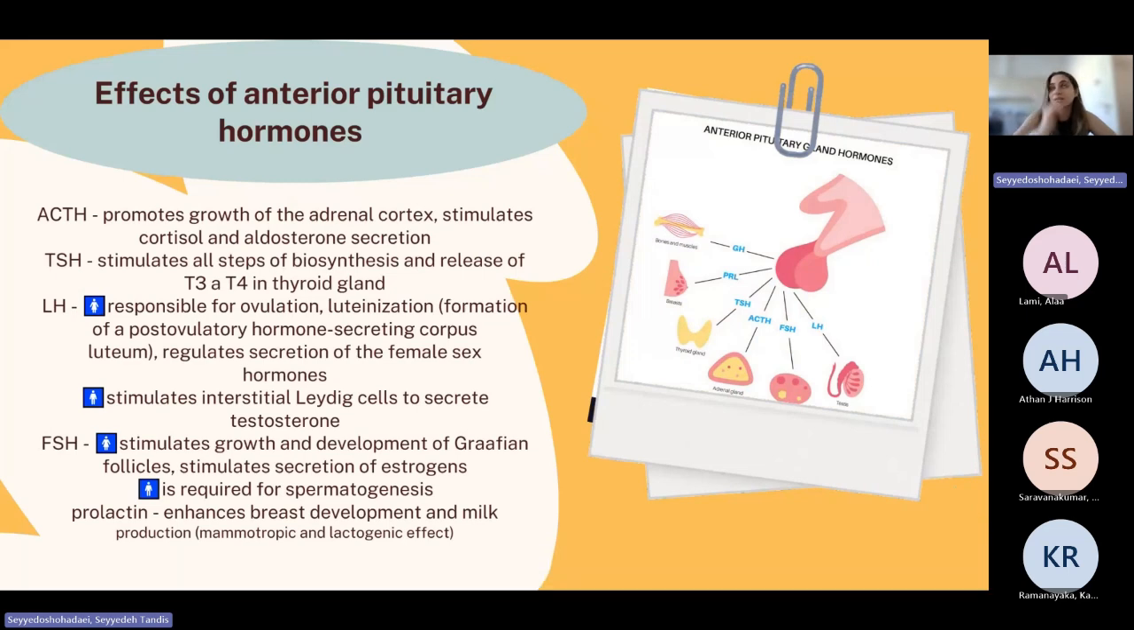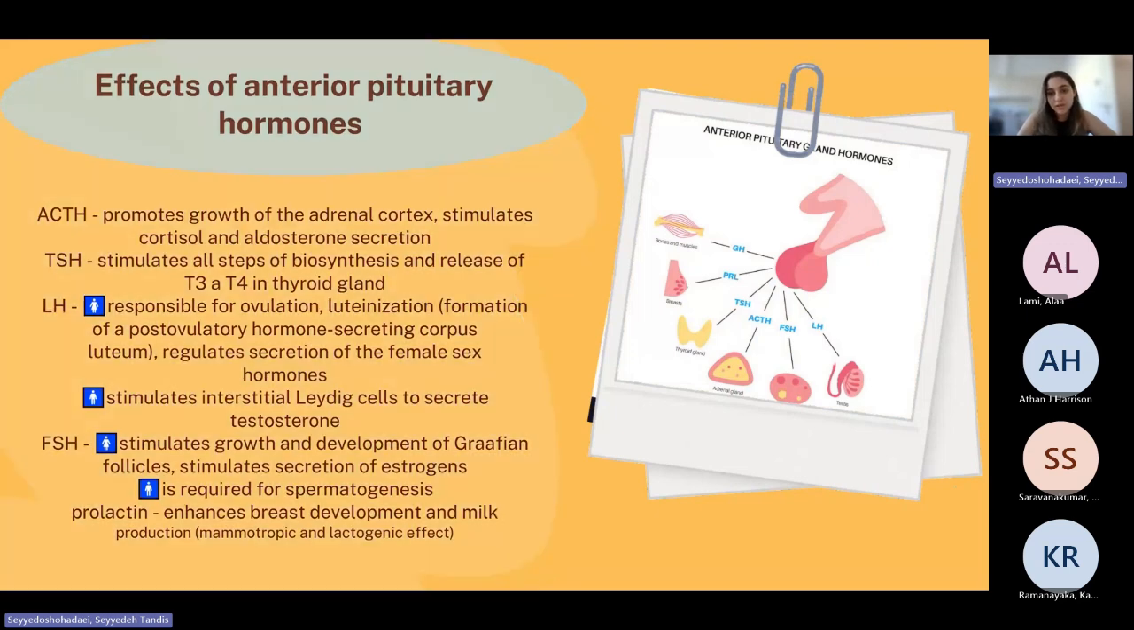Prolactin affects the production of milk and breast development. It's not that important, honestly. It doesn't have that many effects. That's why I only wrote one sentence for it here. But growth hormone is really important, so I'll explain it more in the next slide.